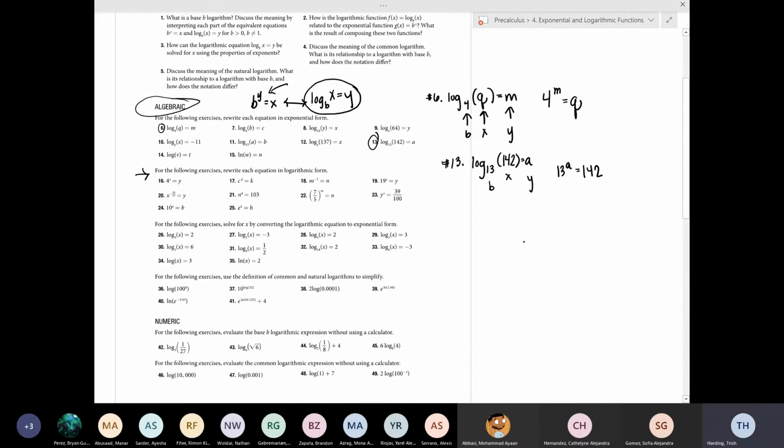So here, if we started in exponential form, for number 19, we're going to get 19 to the x equals y.